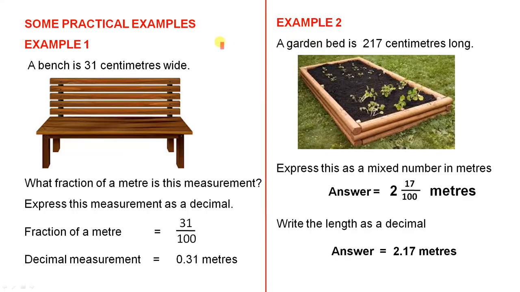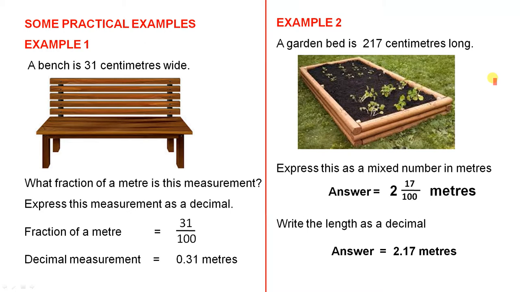Some practical examples. Example 1. A bench is 31 centimeters wide. What fraction of a meter is this measurement? Express this measurement as a decimal. So the fraction of a meter is 31 over 100 because it's 31 centimeters wide and there are 100 centimeters in a meter. And the decimal measurement is 0.31 meters.